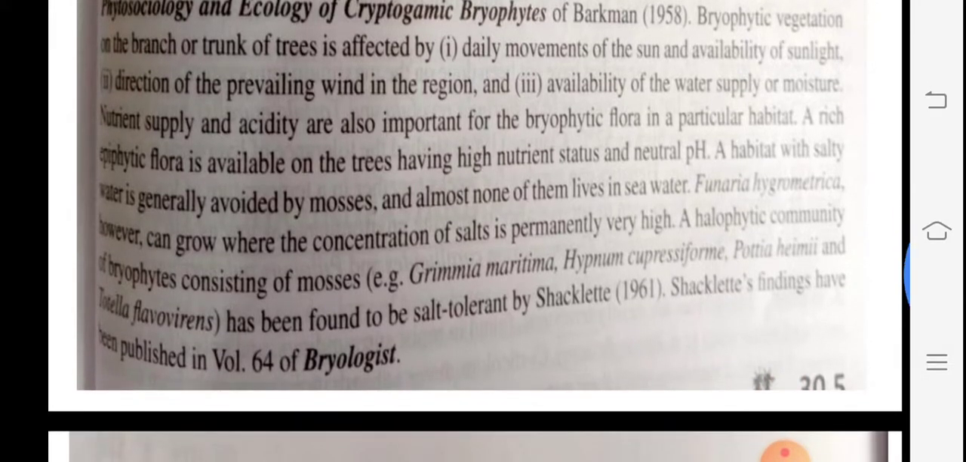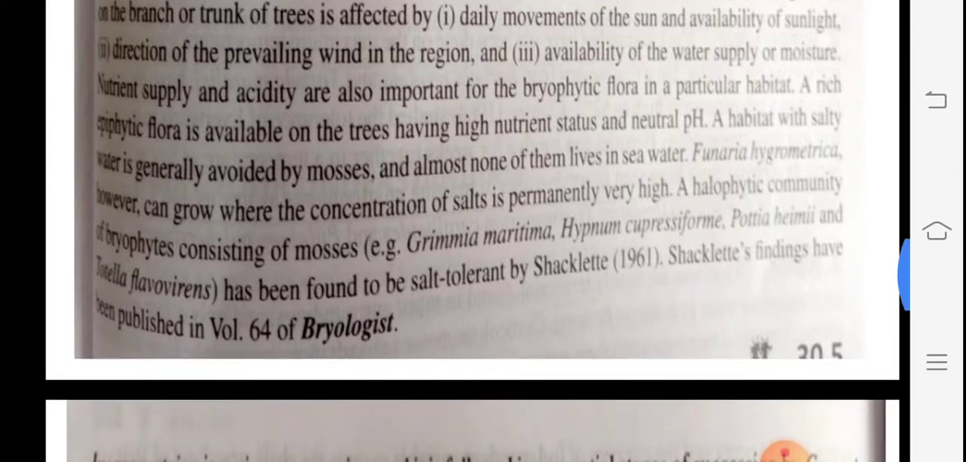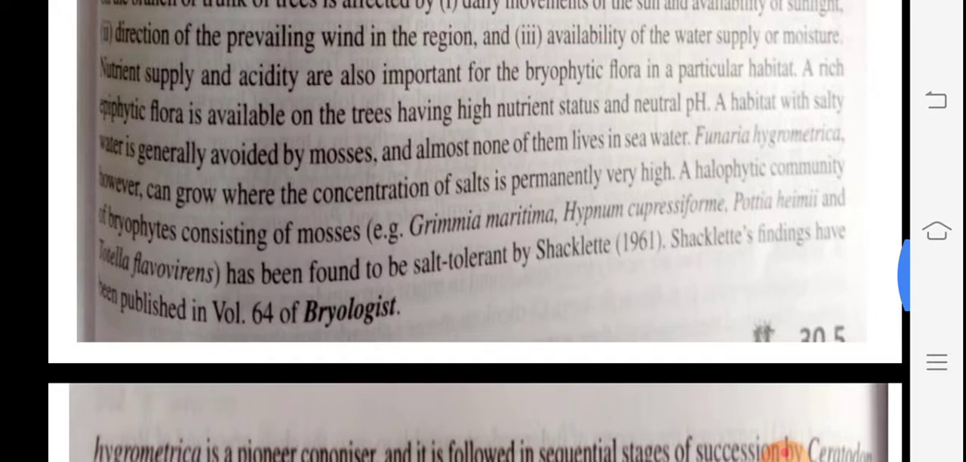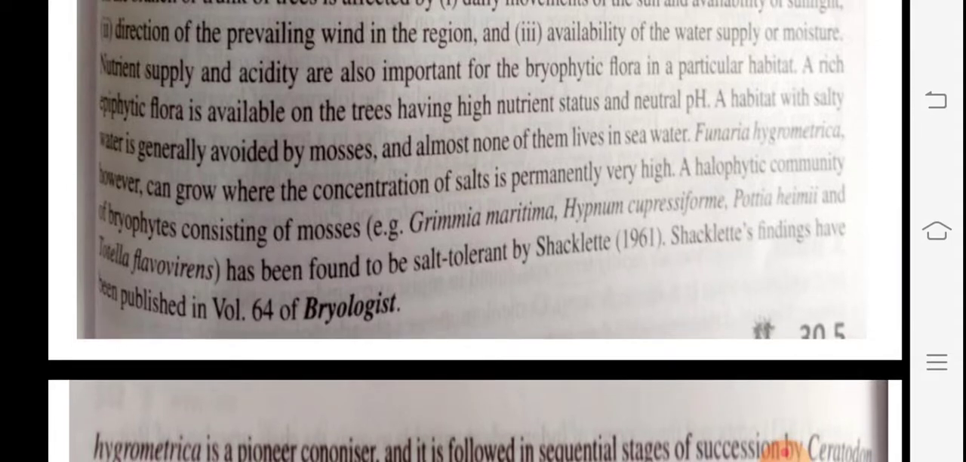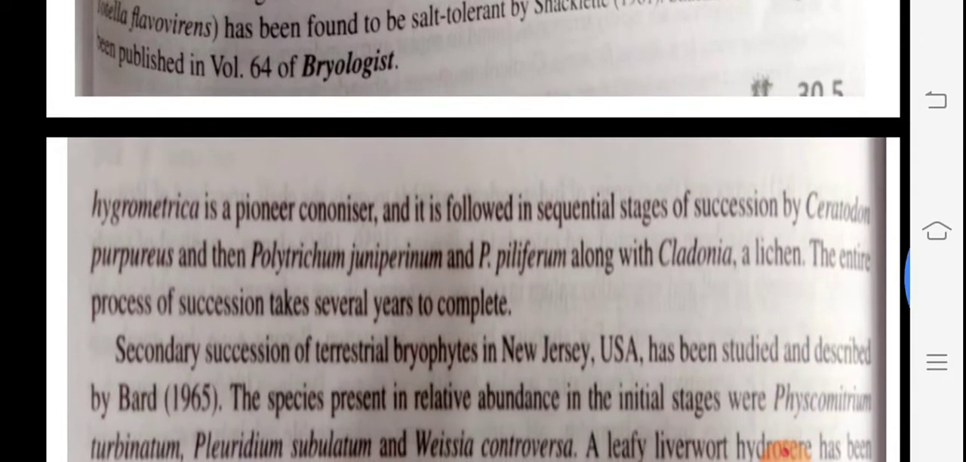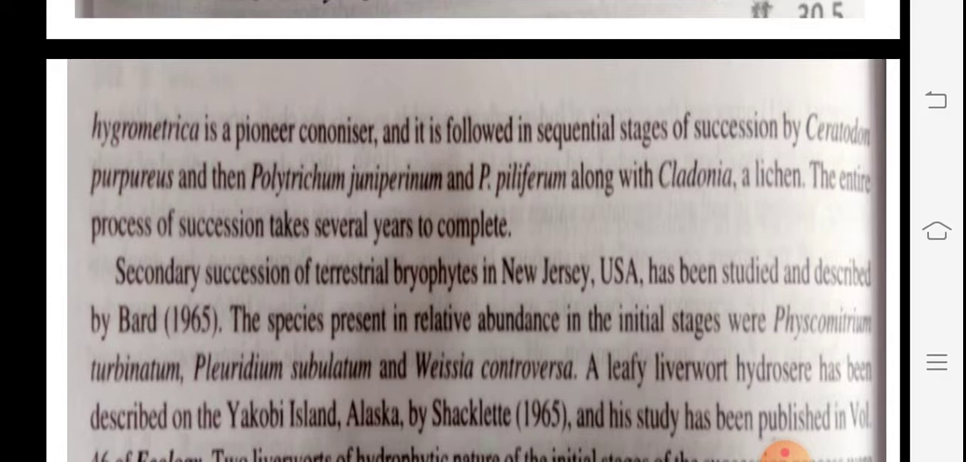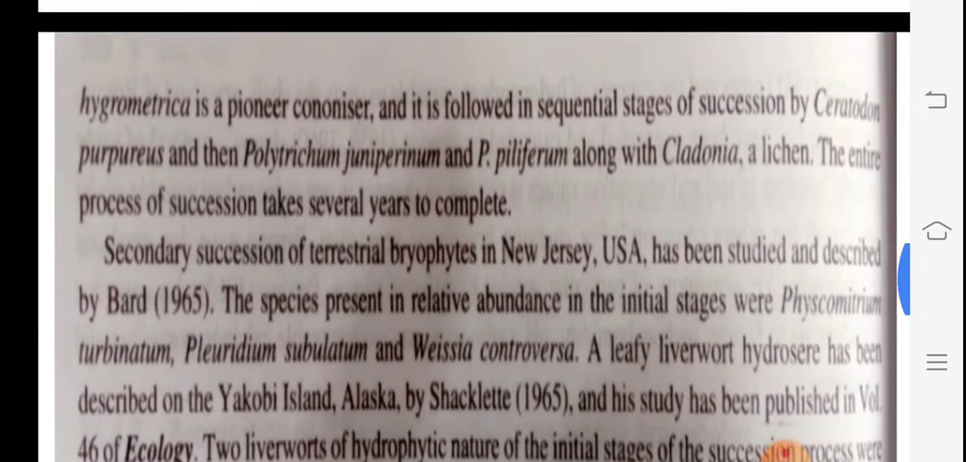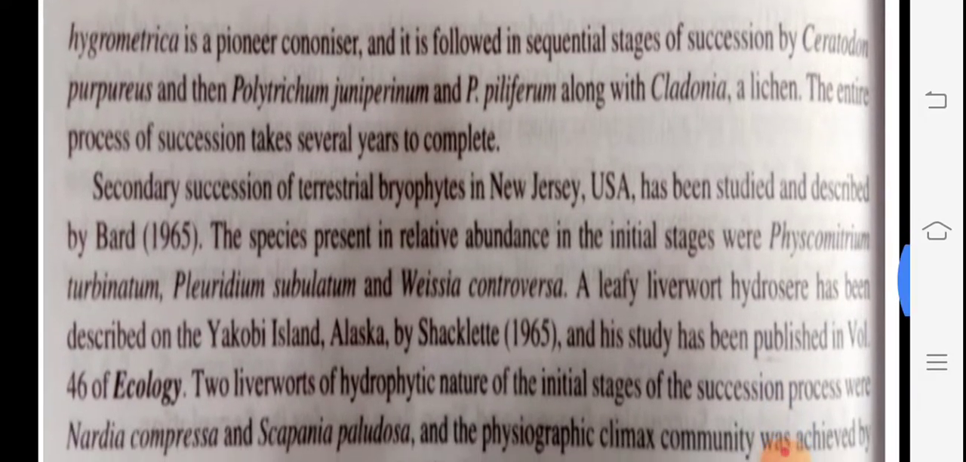Second thing, some mosses like Grimmia show a halophytic community, and Hypnum, these two are reported, Pottia is there, then the genus Tortula, like this. They are found to be salt tolerant, and it was shown by the scientist Shackleton in 1961, published in The Bryologist volume number 64. Then we know Polytrichum hygrometricum or other mosses. There are Polytrichum juniperinum, Polytrichum piliferum, then they show, with Cladonia in the lichens. So this is the association, right?